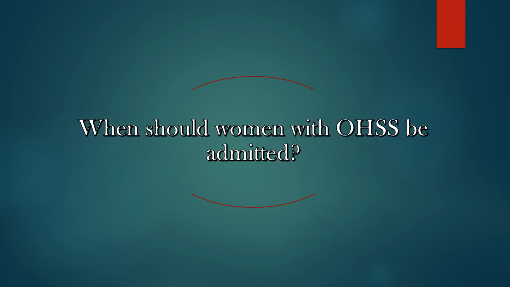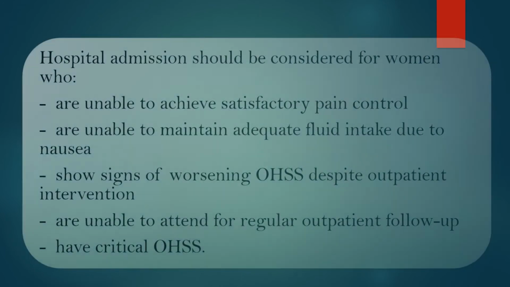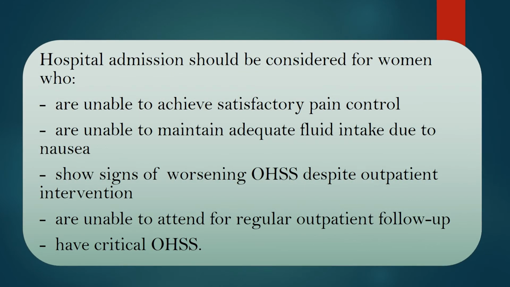When should women with ovarian hyperstimulation syndrome be admitted? Hospital admission should be considered for women who are unable to achieve satisfactory pain control, who are unable to maintain adequate fluid intake due to nausea, who show signs of worsening OHSS despite outpatient intervention, who are unable to attend for regular outpatient follow-up, and who have critical OHSS.